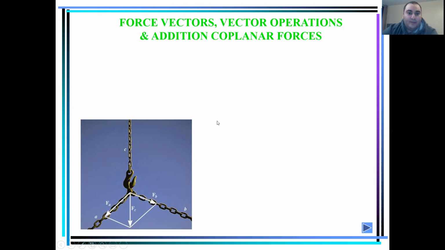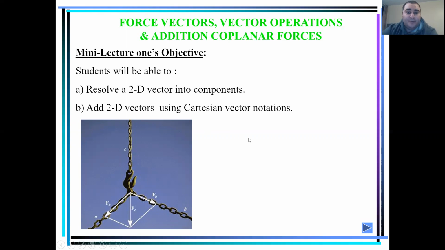Now, for the first mini lecture objectives, students will be able to resolve a 2D vector into its components and add 2D vectors using Cartesian vector notations.